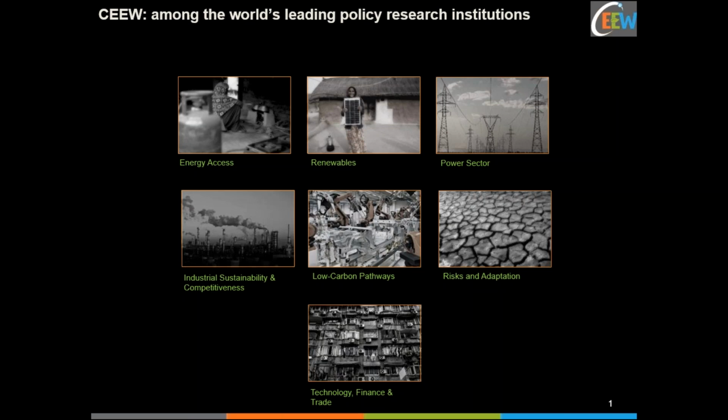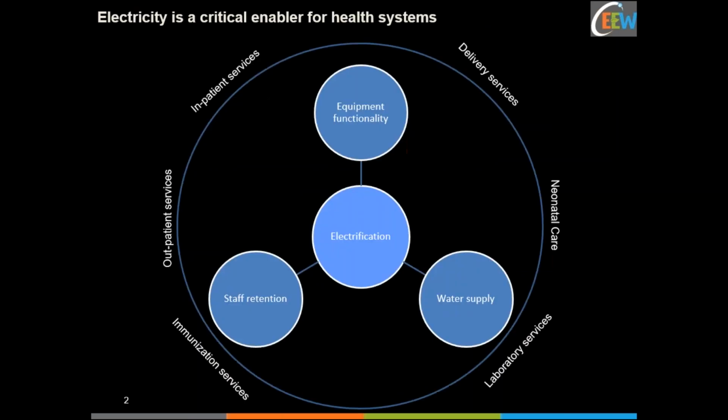About a year and a half ago, we completed India's largest energy access survey, where we looked at about 8,700 households spread across 6 states. And that is what really got us thinking about electricity as a critical enabler, not just for people, but also for community-based infrastructure such as health, as well as education. Electricity, as you are probably aware, is important for healthcare services such as immunization, delivery services, inpatient services, laboratory services, as well as for things such as retention of staff and access to clean water.